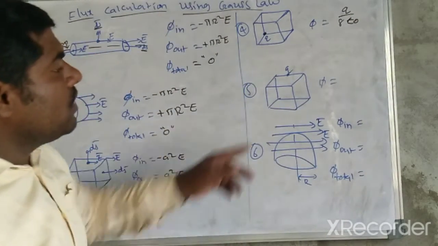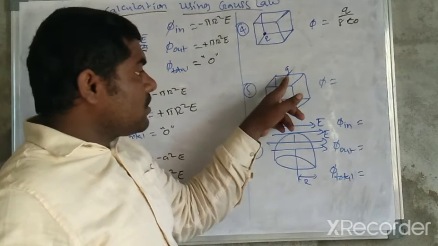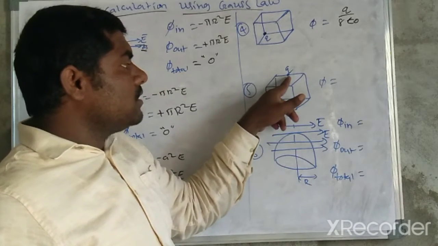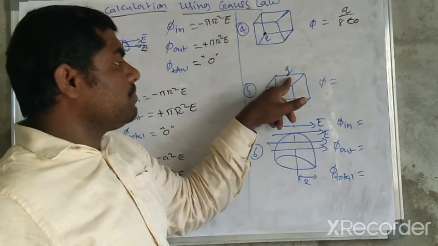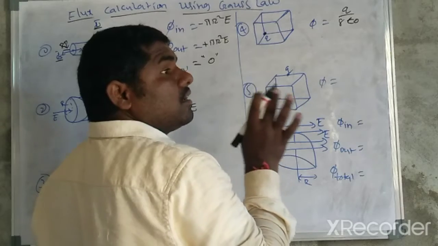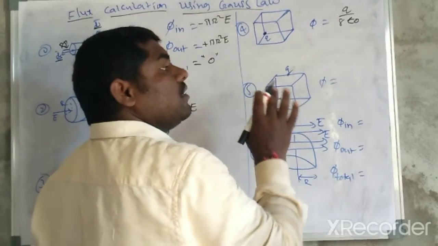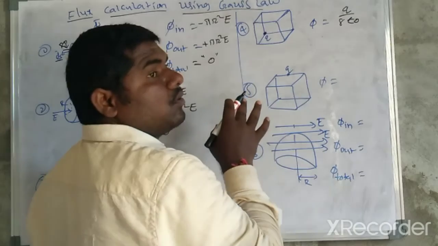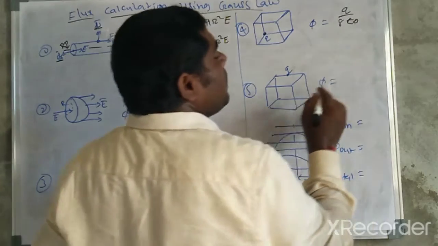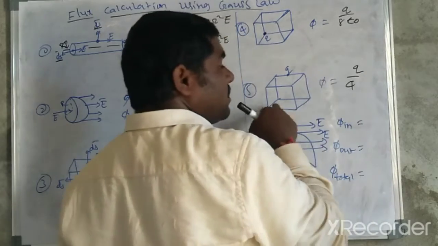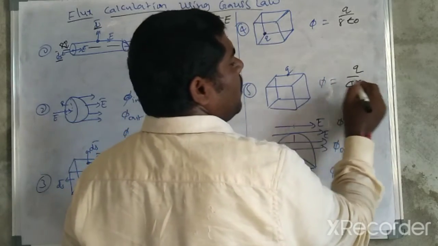Similarly here, the charge q is placed at the position shown in the diagram. Three identical cubes are required to enclose it. In that way the flux is q by 4 epsilon naught, three plus this one makes a total of 4.